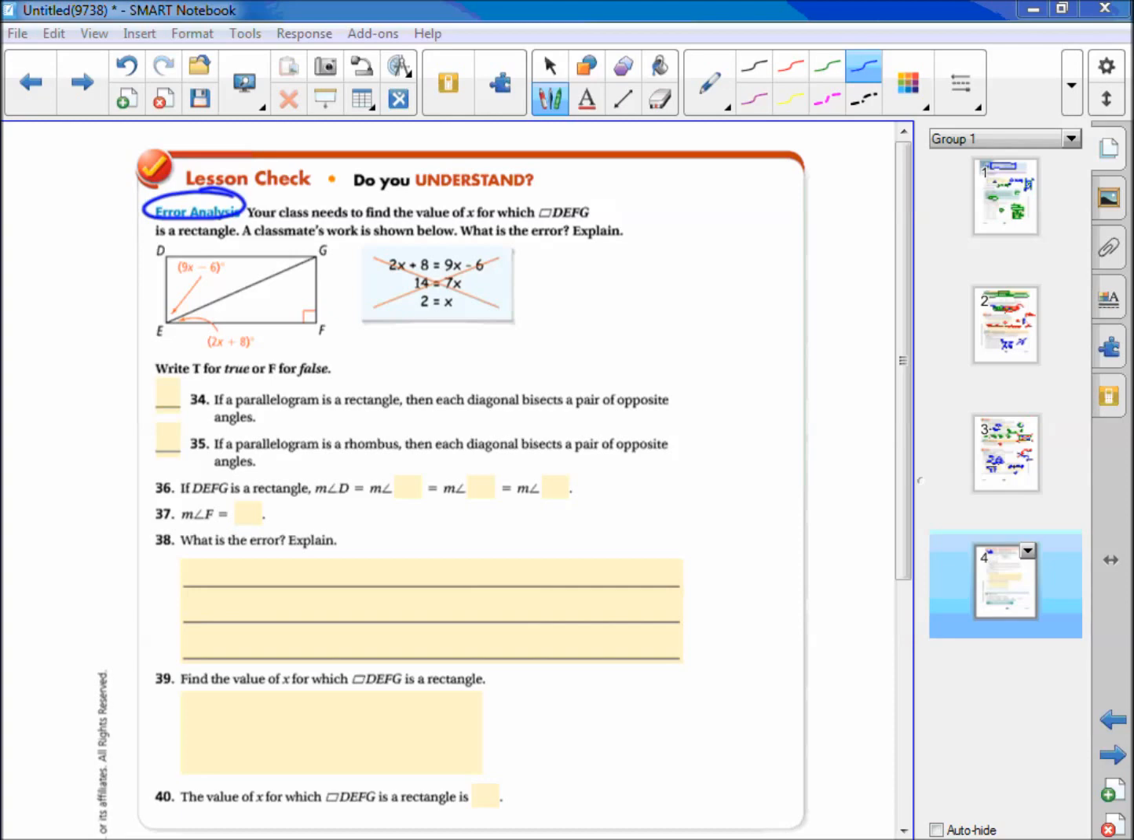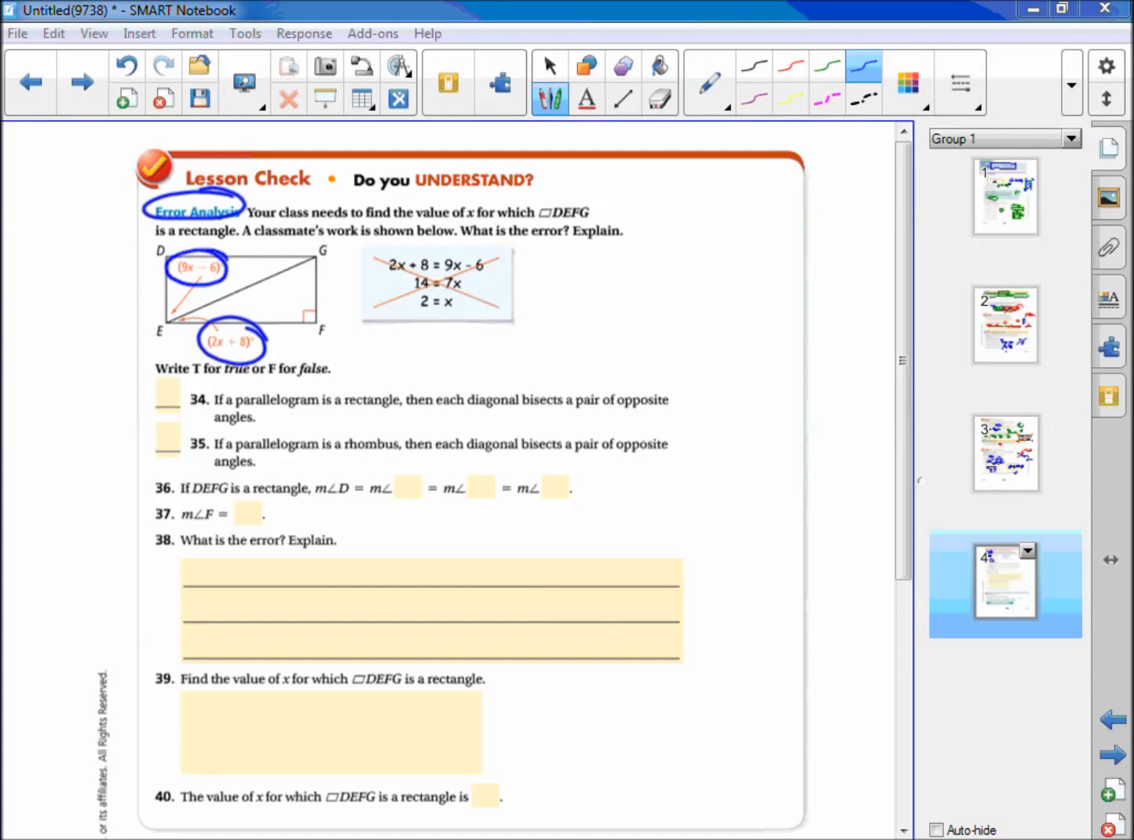What is the error? Okay, so they took the two values that they knew and set them equal to each other, much like we did on the last page, except the last page we were talking about the diagonals of a rectangle, which are congruent. We did not talk about the angle that's been bisected by the diagonal or been cut by the diagonal. Okay. All right, so write true or false for each statement.